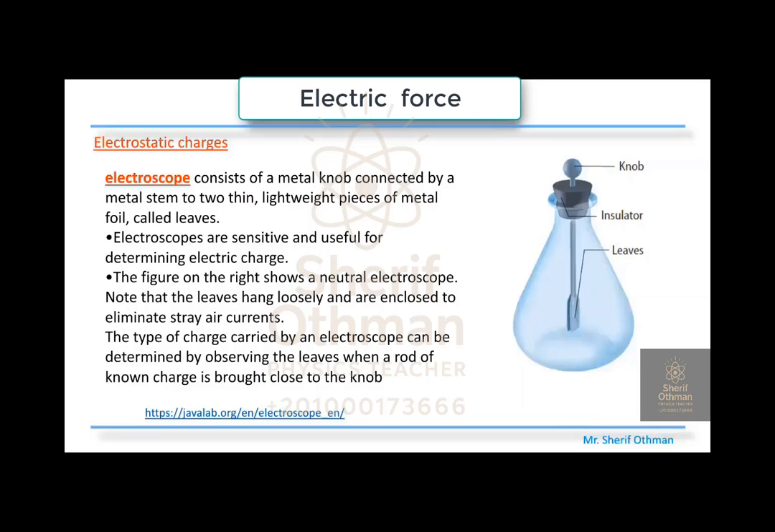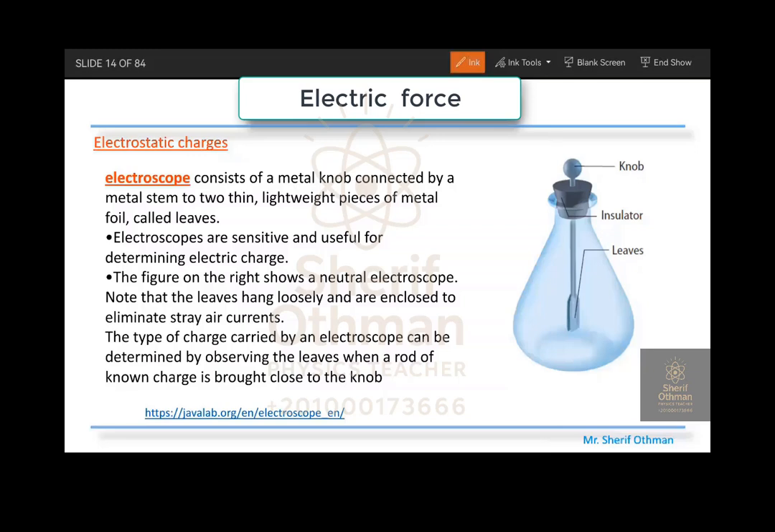What is the electroscope, guys? Electroscope is a set that we can use to measure the amount of electric charge in an object. It consists of a knob and leaves. The knob is the one which we approach the charged object towards, and the leaves are the parts which are going to move away from each other or towards each other to measure the type and the amount of charge that exists in this object.